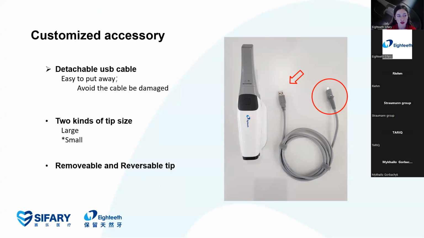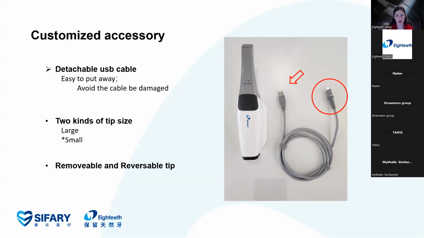There are two kinds of tip size. One of them is large, one of them is small. The small one could be ordered additionally as well. It's also very cheap. The small size is a very nice advantage if you compare with other intraoral scanners. With some patients or some children, there could be a case when the doctor cannot perform scanning in a good way. They can basically insert the small tip and continue scanning.